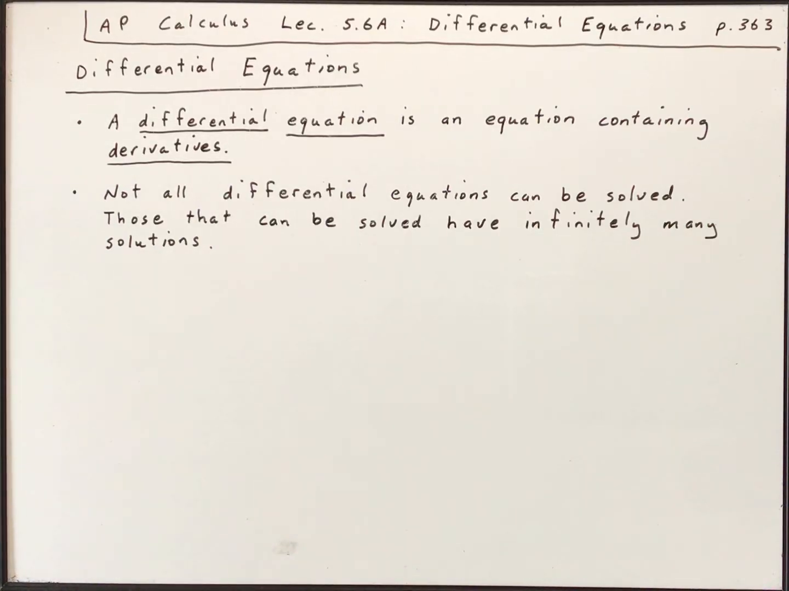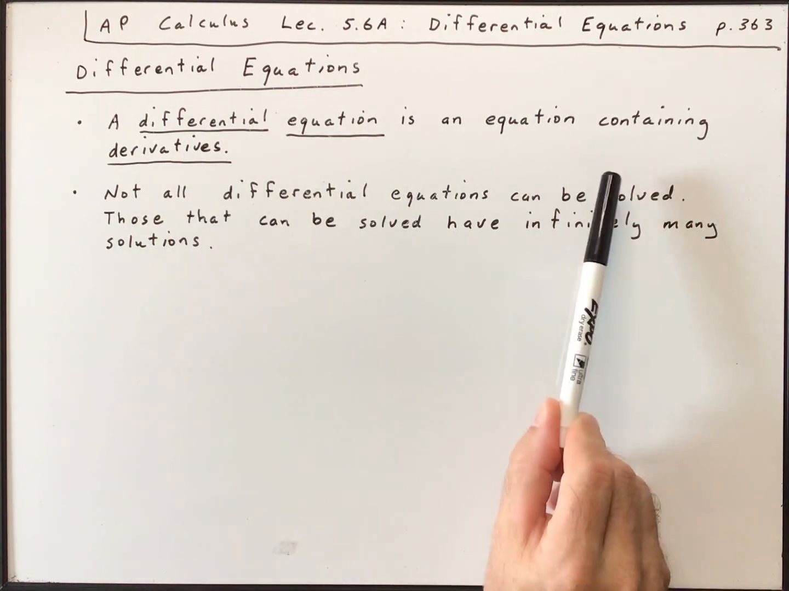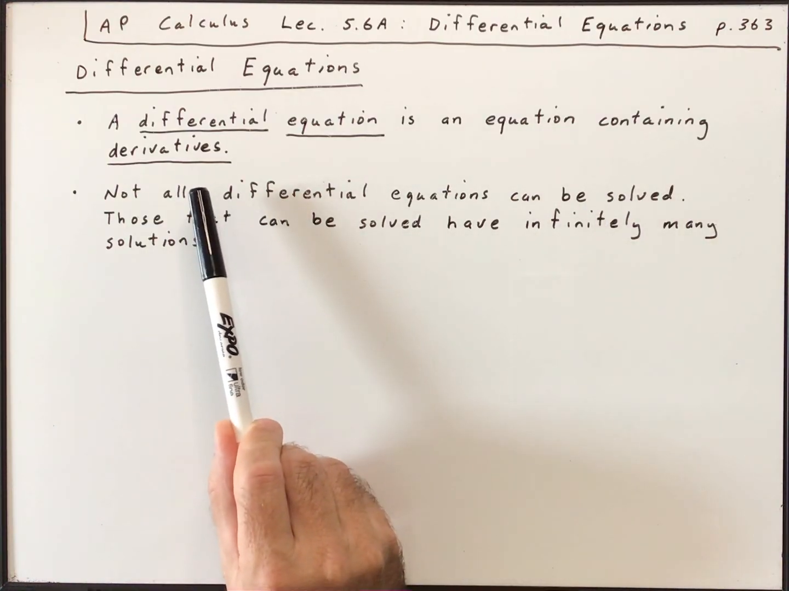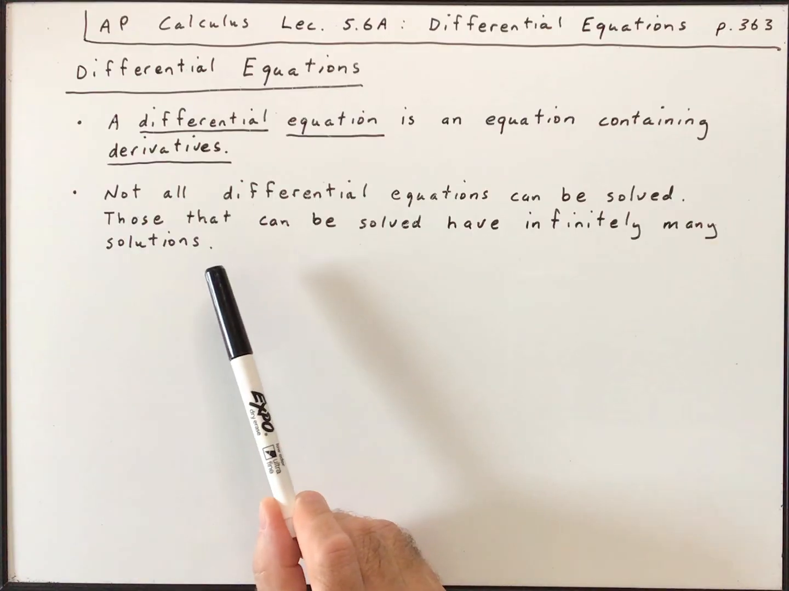Hello, this is AP Calculus Lecture 5.6a, where we are doing an introduction to differential equations. We'll be on page 363 in the book. So just a definition real quick. A differential equation is an equation containing derivatives. So you're going to have a dy dx or a y prime in the equation.